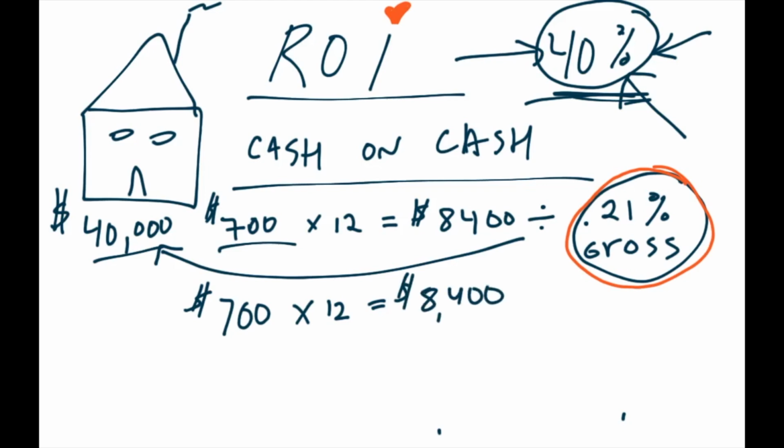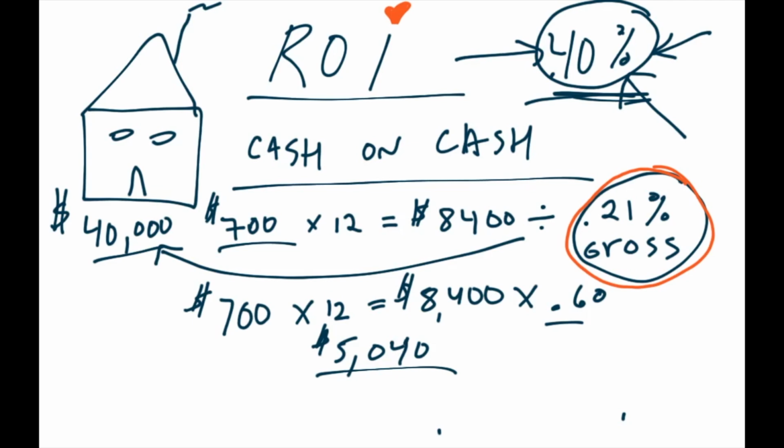But now I'm going to multiply this number times 0.6. Now, I get so many emails from people that say, wait a minute, wouldn't you multiply it times 0.4? No. I want to take out 40%. 100 minus 40 is 60. So I'm going to multiply this times 0.6. So 8,400 times 0.6 gives me $5,040. That's my net cash flow from my tenants for this year.